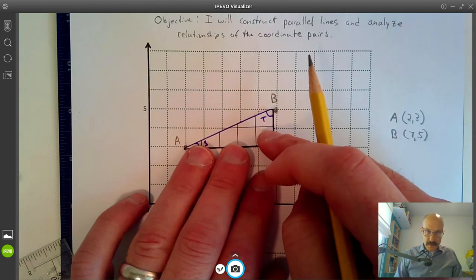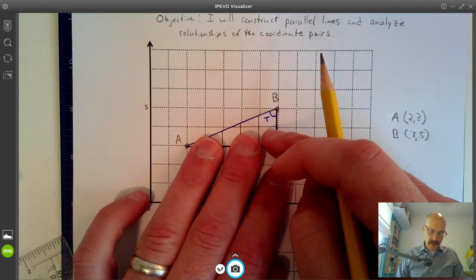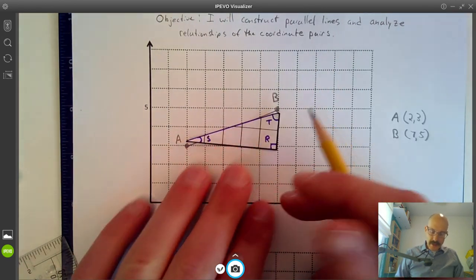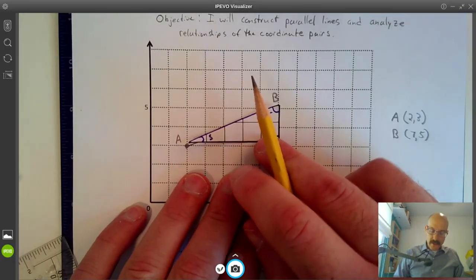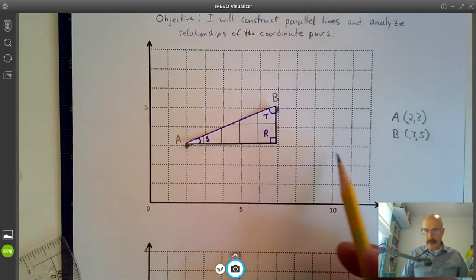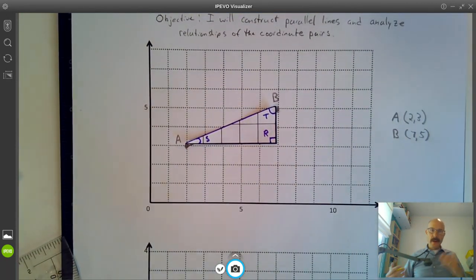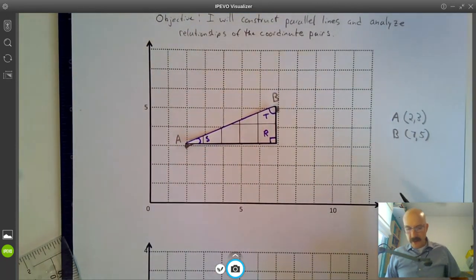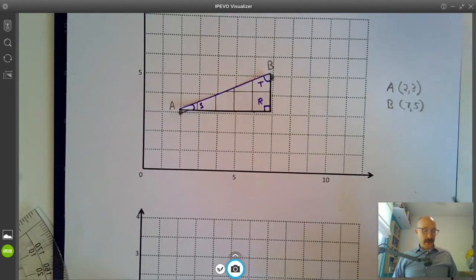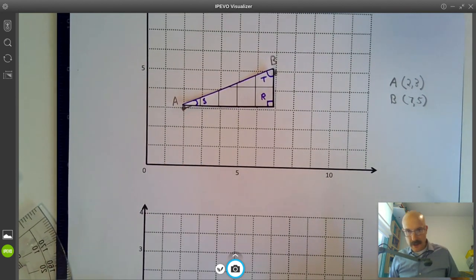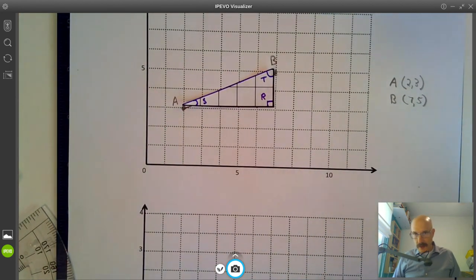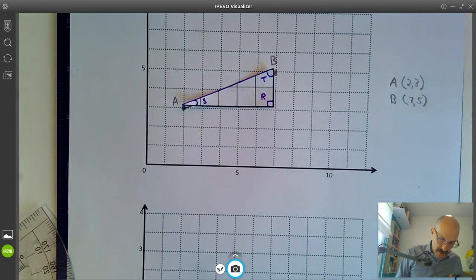Well, today I just want to make parallel lines by sliding it along these grid lines that are either parallel to the x-axis or parallel to the y-axis. Depending on where you're sliding the triangle, it's going to change the x-coordinate and leave the y-coordinate the same, or change the y-coordinate and leave the x-coordinate the same in order to make them parallel. Or maybe there will be a pattern.